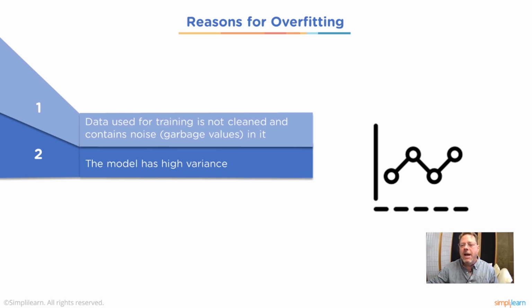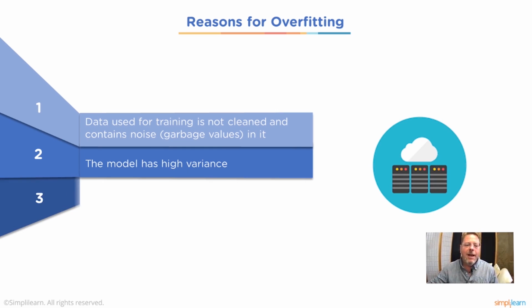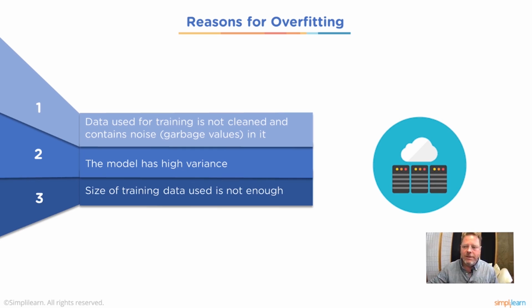The model has a high variance. Again, wind is a good example. I was talking about that with the car. You may have 100 tests, but because the wind's blowing, it's all over the place. Size of training data used is not enough. So a small amount of data is also going to cause this problem. You only have a few points and you try to plot everything.